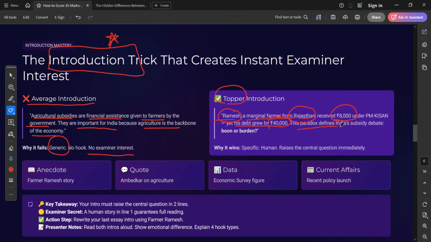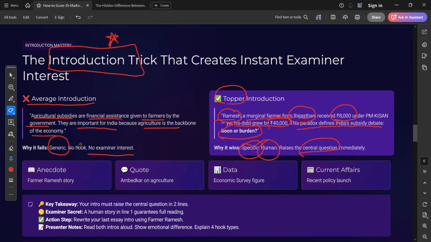The paradox defines India's subsidy debate. Who bears the burden? You can raise this question also. See how impactful this is. It is very specific. It is a humanized form and raises the central question immediately, because we all know agriculture subsidy has its pros and cons. And ultimately, it is the farmer who has to bear the burden of the fiscal extravagance that is happening.